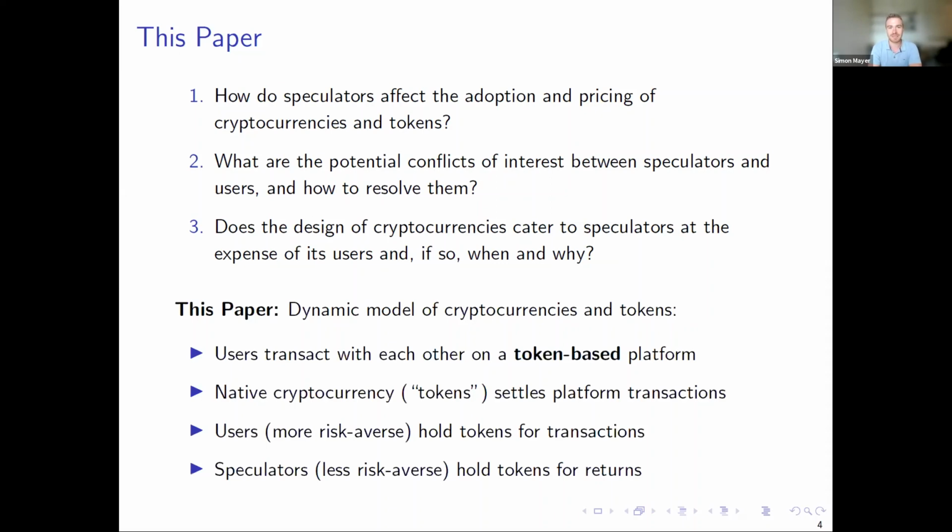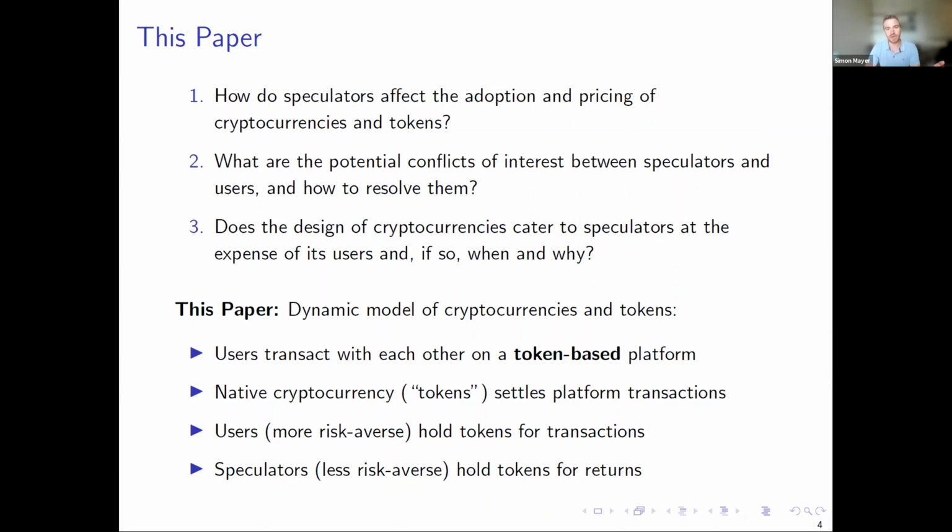To address these questions, I developed a dynamic model of cryptocurrencies and tokens. In the following, I refer interchangeably to cryptocurrencies as tokens, noting that there might be some differences, but for simplicity, we stick to the term tokens. Users transact with each other on a so-called token-based platform, because a native cryptocurrency, which I refer to as tokens, settles the platform transactions. The term platform can be interpreted broadly. There need not be a specific platform on which these transactions happen. There could be also transactions within the broader crypto ecosystem.